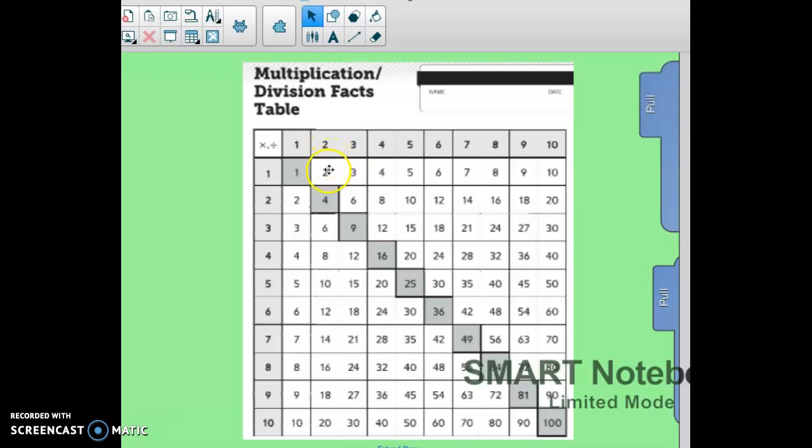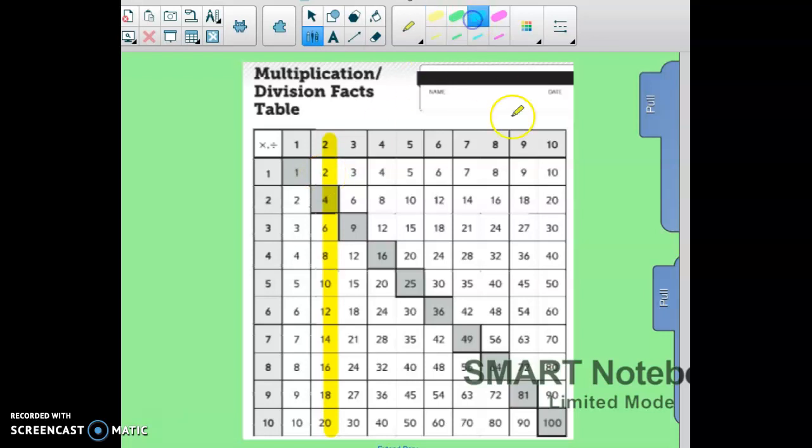So 2, 4, 6, 8, 10, 12, 14, 16, 18, 20. These are all products of 2. You should notice that all of these numbers can be divided into 2 groups with no leftovers. Also, all of these multiples of 2, remember when you skip count, those will become multiples, are even numbers.